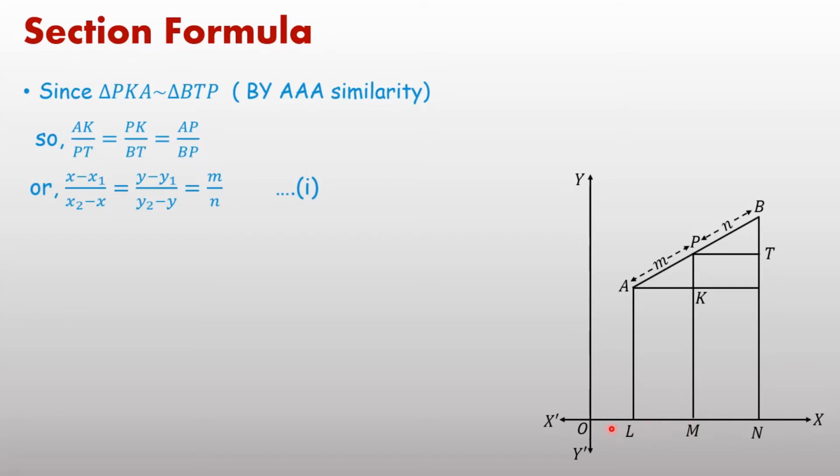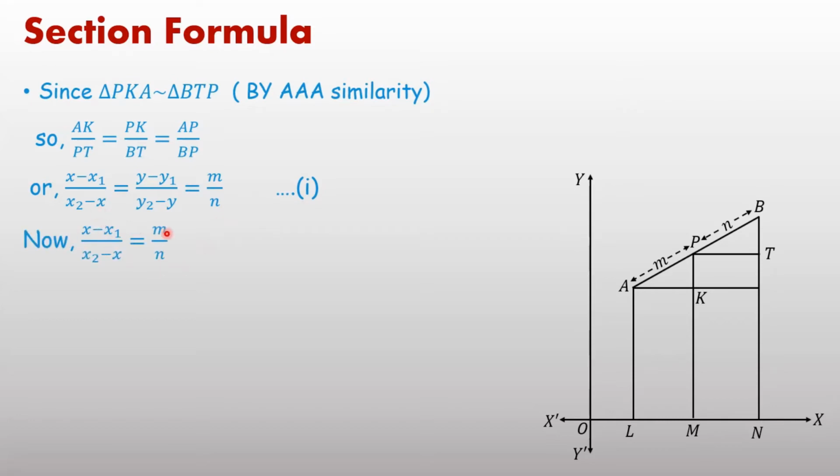Upon PT. PT is the same as MN, and MN we can write as distance of N from origin minus distance of M from origin, means ON minus OM. Value of ON means x coordinate of point B, x2, minus x, so x2 minus x. Equal to, same process for y: PK we can write as y minus y1. I have written here x minus x1. We are getting y minus y1 upon, here BT, y2 minus y, equal to m upon n.